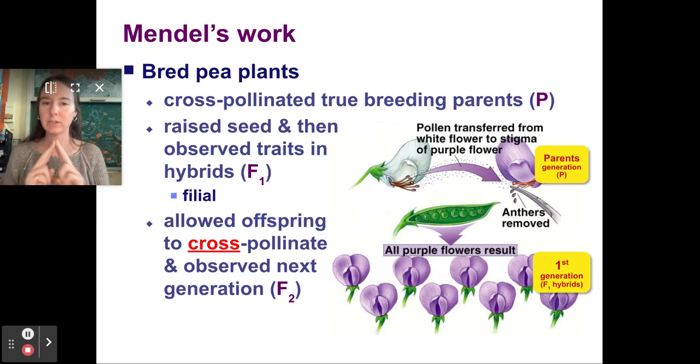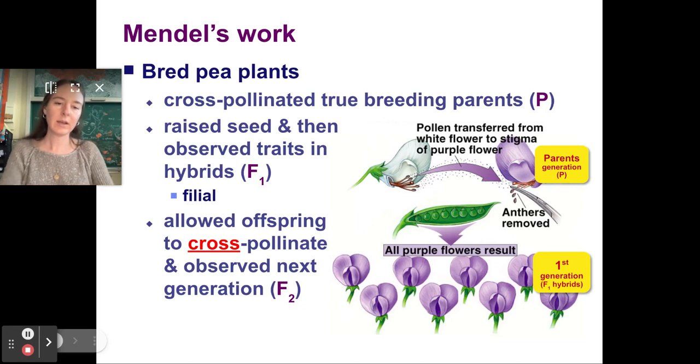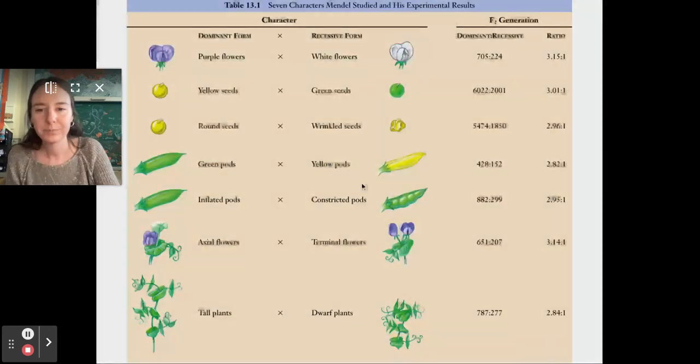So cross pollination. Now, F1, the F stands for filial, and this is a Latin term for like son. So F1 is the first generation. Then he allowed these F1 generations to cross pollinate, so they exchanged their pollen with each other. And then he observed the next generation, the F2 generation. And what do you think he found? How many flowers were purple? How many flowers were white? Or was there a blend of both? Well, let's take a look at his results.